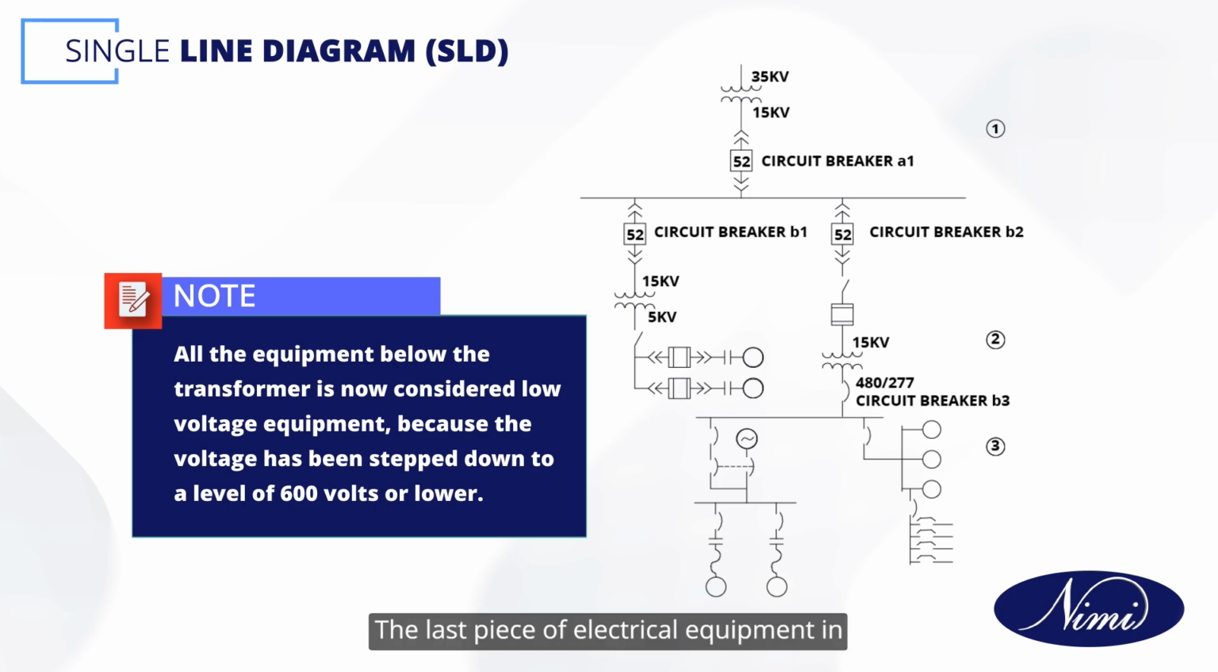The last piece of electrical equipment in the middle portion of the diagram is another circuit breaker B3. This time, however, the circuit breaker is a fixed low voltage circuit breaker as indicated by the symbol. Moving to the bottom area of the SLD, notice that the circuit breaker B3 in the middle is connected to the bus in the bottom portion.